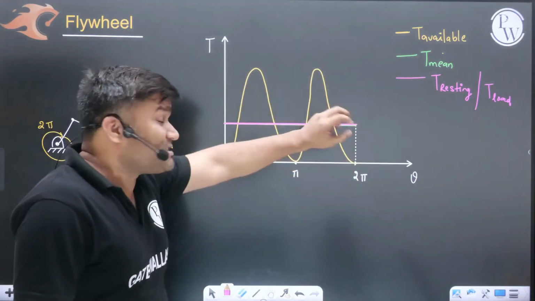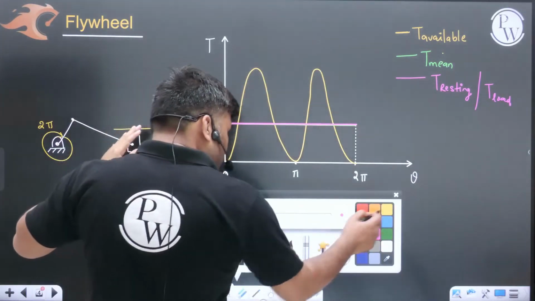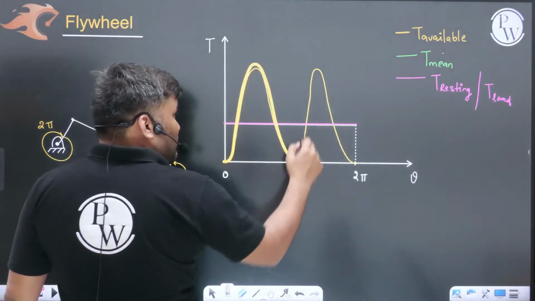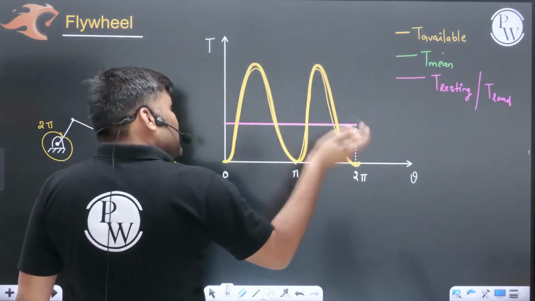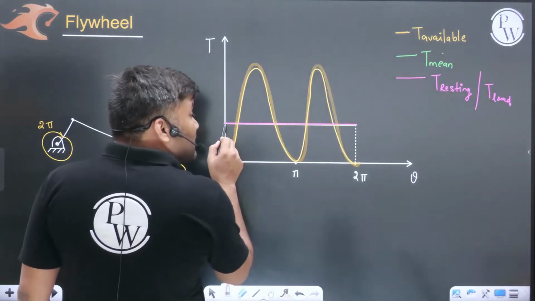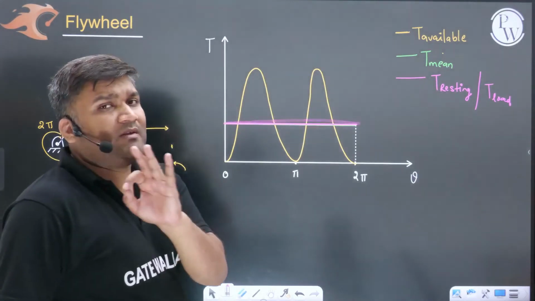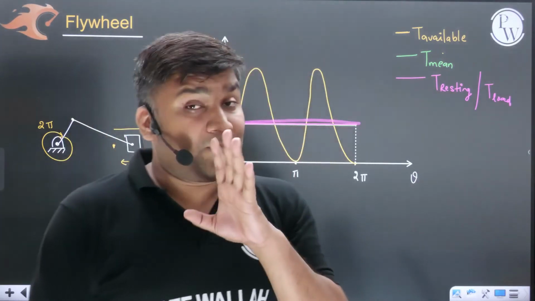Now this is the complete picture. There is an engine which is producing this much amount of torque. You have an engine producing torque like this in one cycle, and you have certain loads which require torque at a constant rate during this entire cycle. So in one cycle you always have to draw the complete picture.